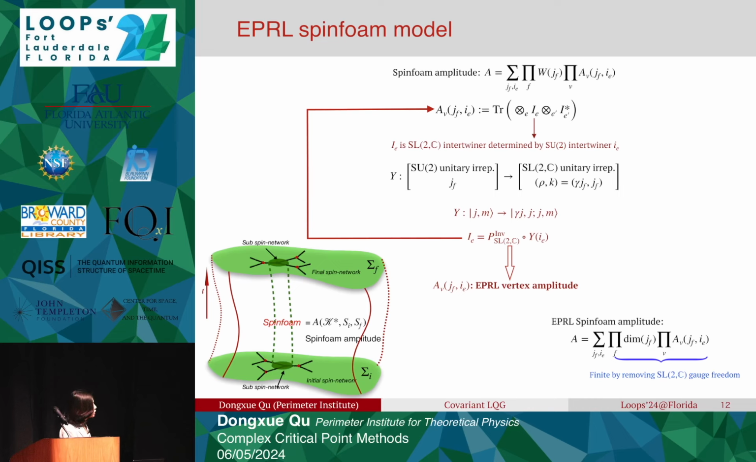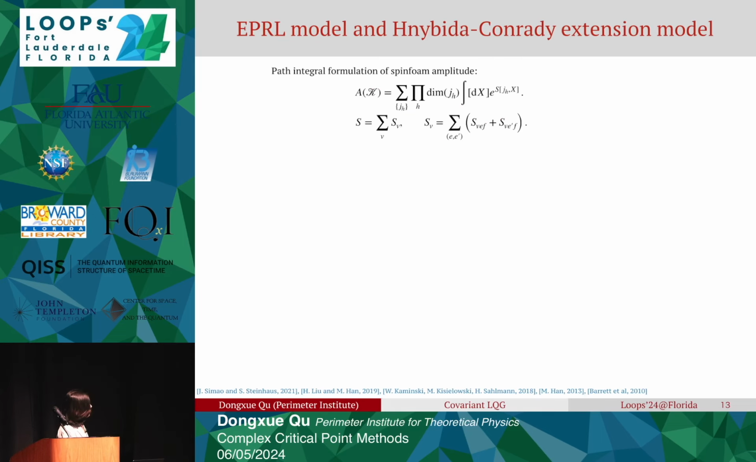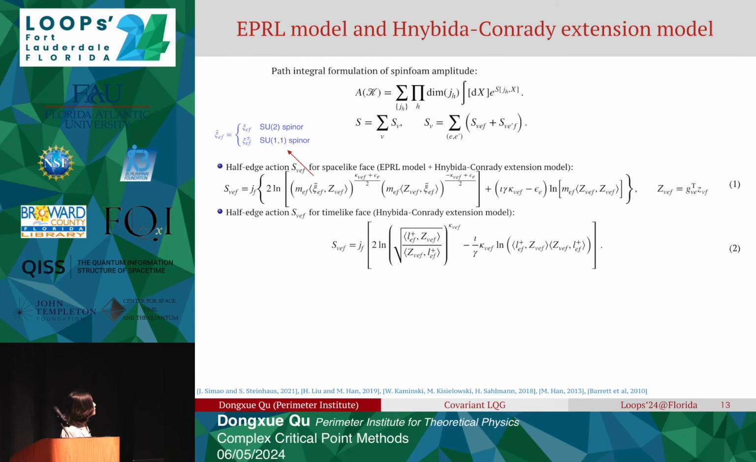And here, actually, this EPRL spin foam amplitude has a lot of nice properties. One of them is this part: it's finite after removing the SL(2,C) gauge redundancy. And this spin foam amplitude, we can rewrite it with a path integral formulation with the spin foam action. It's almost straightforward, just the sum over all the vertex actions. And the vertex action is the sum over the half-edge actions. And we can use either equation 1 or equation 2 to compute the half-edge action. It depends on the type of the faces, whether space-like or time-like.